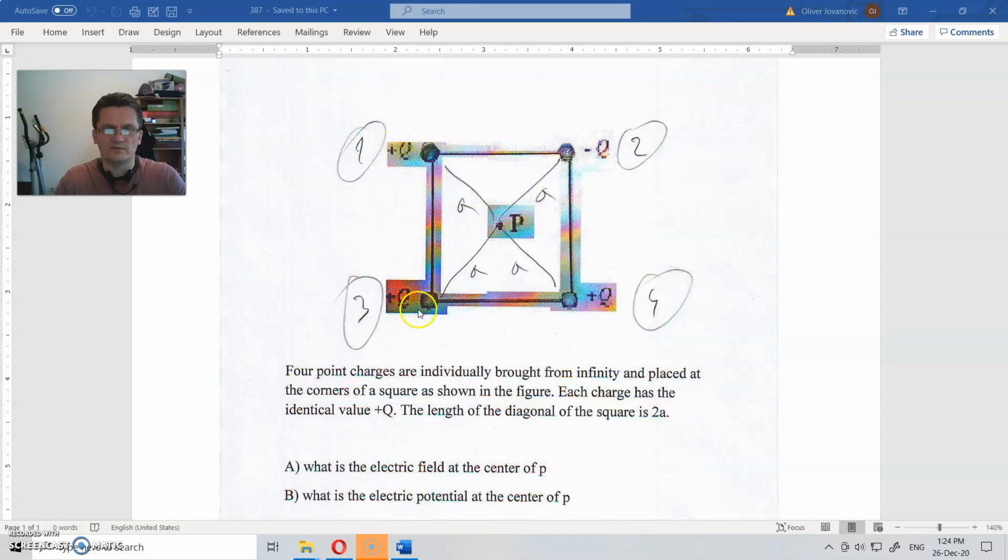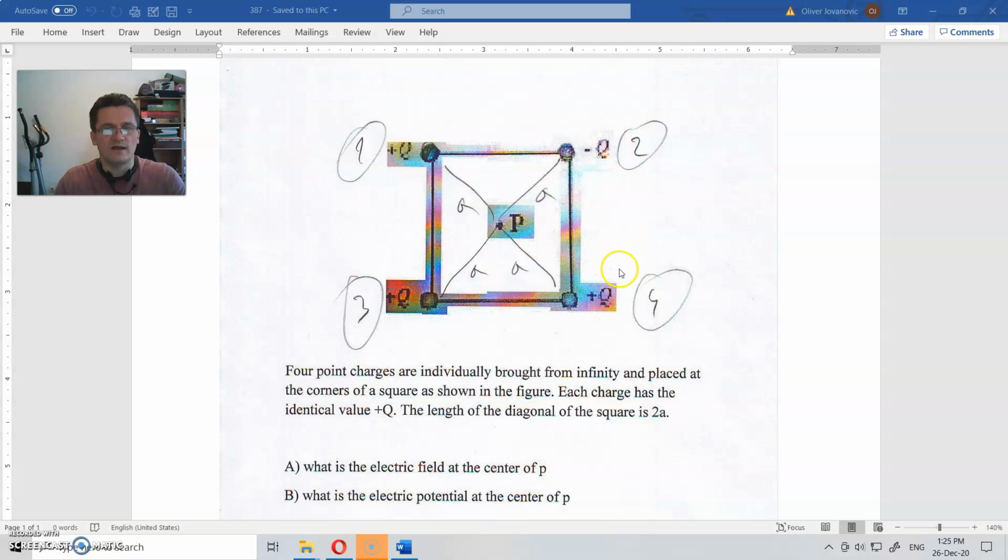Okay, this charge is plus q, this is plus q, this is plus q, and this is minus q actually. So the charge is q, but this one is minus q. First question was, what is the electric field at the center P? And then, what is the electric potential at the center P?